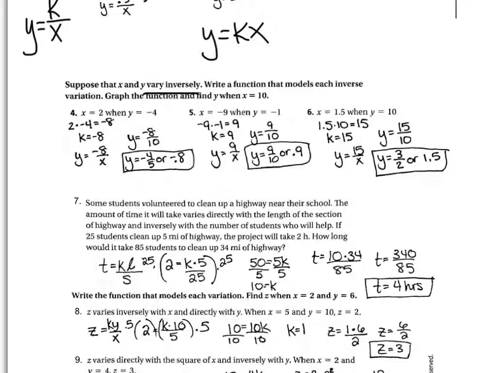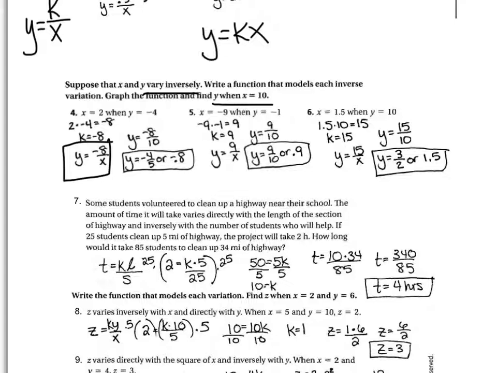So you plug k into the inverse equation, which is k over x, and then it says to find y when x is 10. So we replace x with 10, and then in this case, either of these answers is fine. Number 5, we multiplied them together to find our k value, and then inserted in 10 for x. So 9/10 or 0.9, and then the same exact thing for number 6.